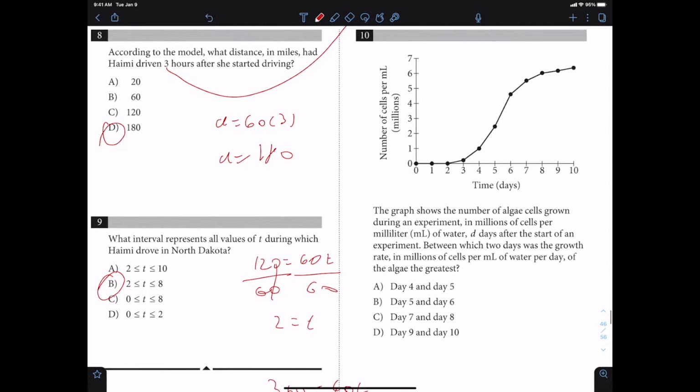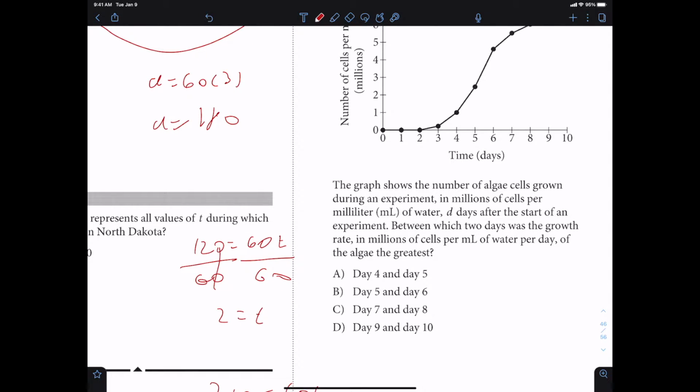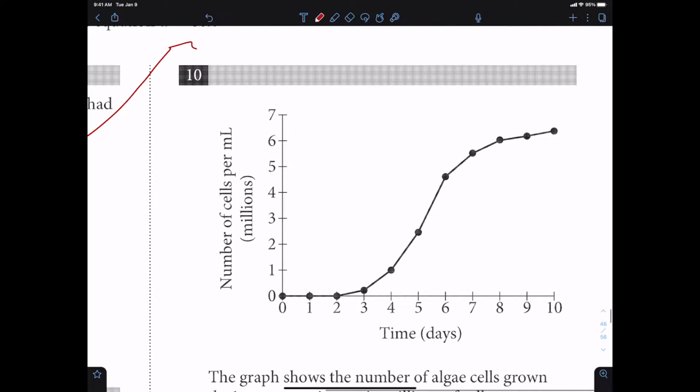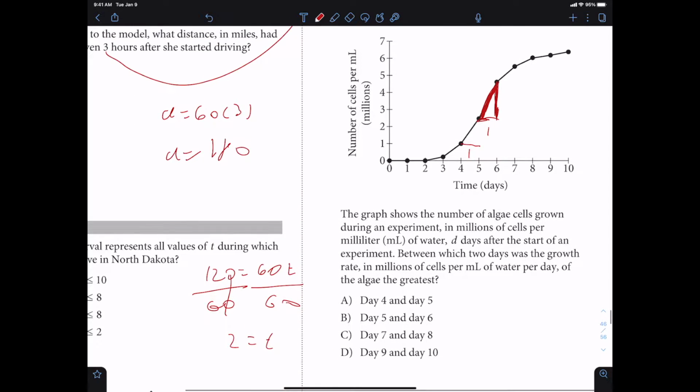All right, number 10. The graph shows the number of algae cells grown during an experiment in millions of cells per milliliter. Between which 2 days was the growth the greatest? So we're looking for the greatest change between 2 days. I think that is going to be this segment right here, right? It has the largest slope, which means that this is going to have changed the most for 1 day, because each of these are just 1 day, but this has the highest growth in number of cells per milliliter. So it's going to be between day 5 and 6, option B.